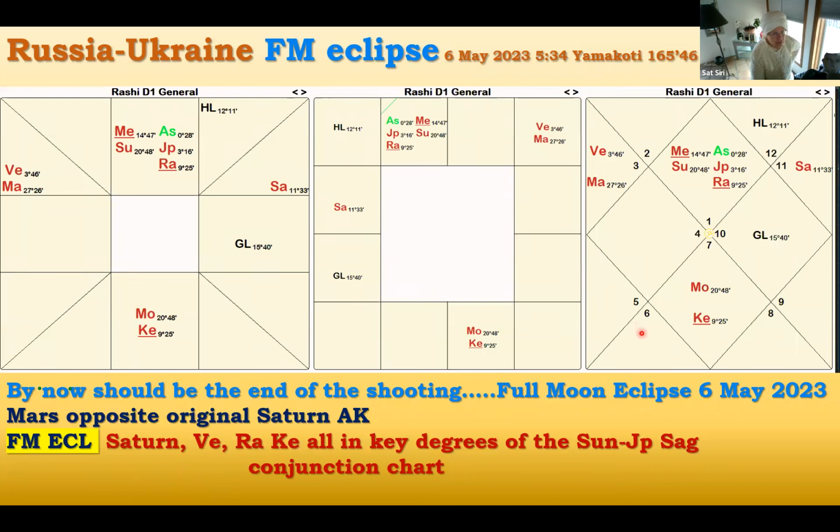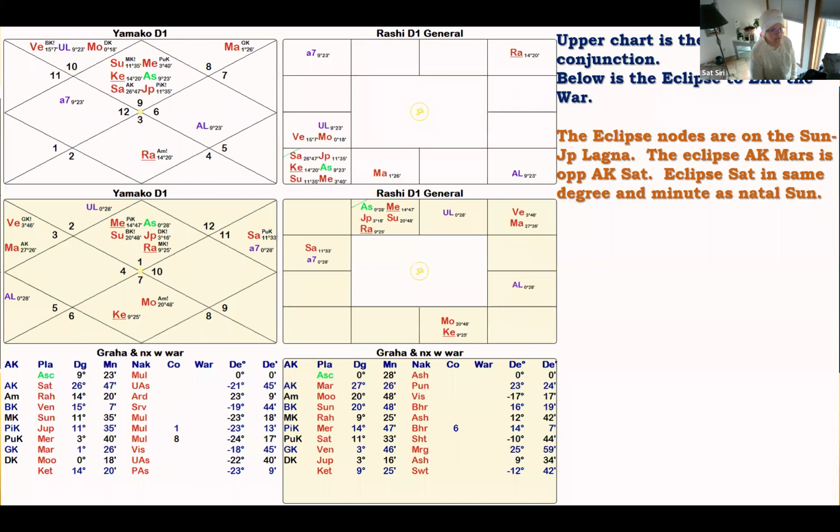And so without going through all the trial and error that I checked on, this is the one that I came up with. And this is the full moon eclipse of May 6th, 2023. And so we'll see that this is a very plausible time that by now the shooting will be totally over, and the situation will move on to something else.